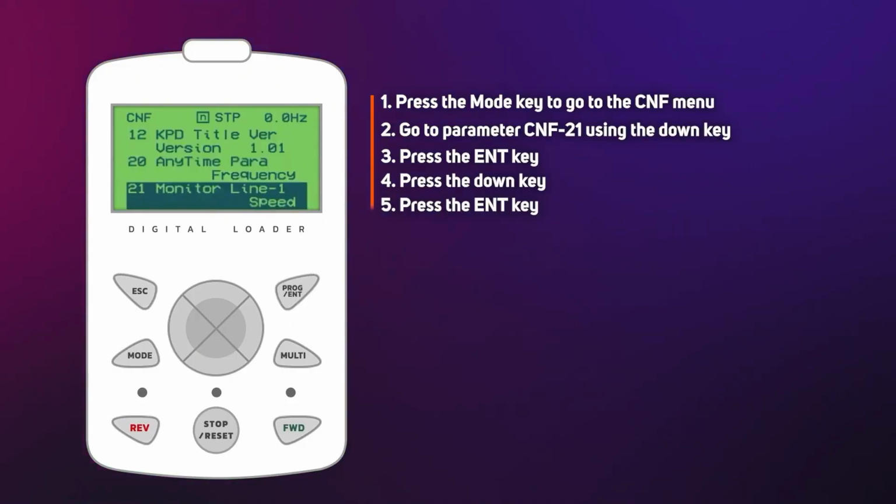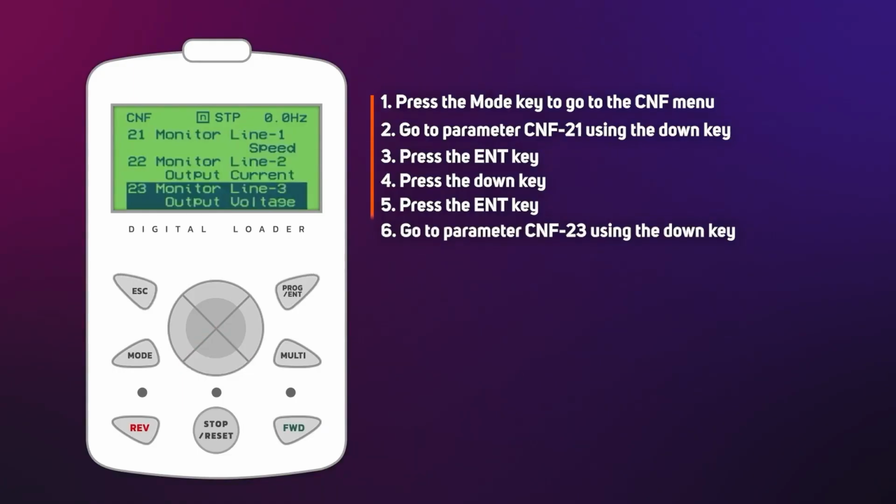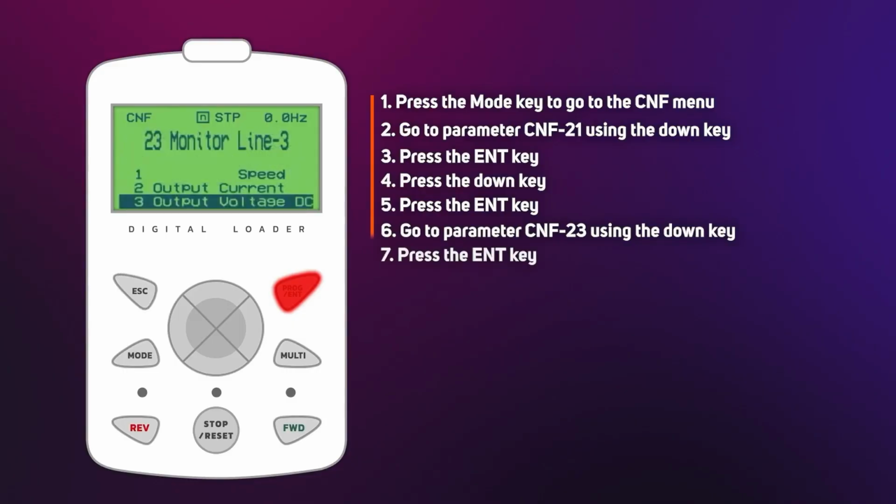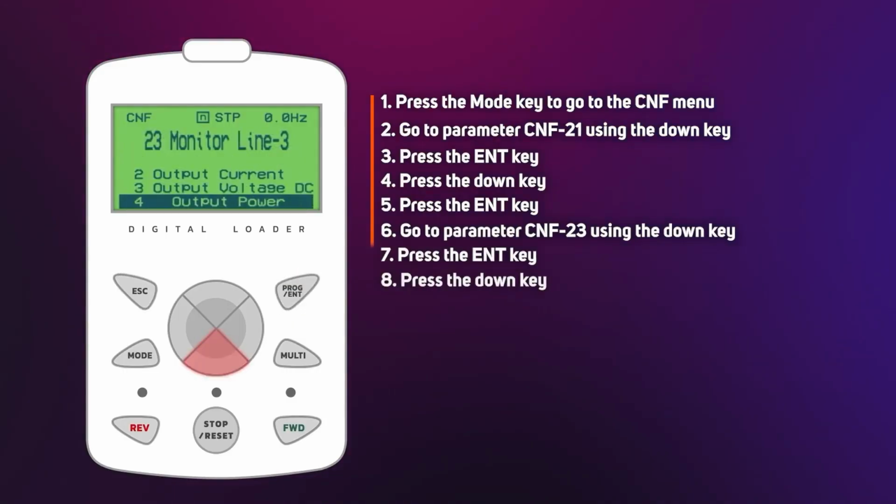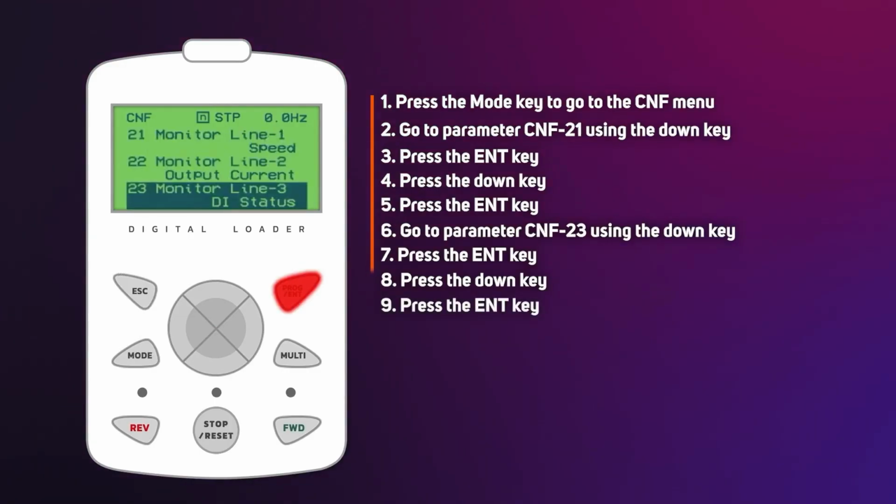Next, for line 3, we use the down button to go to parameter CNF23 and press the enter button again. With the down button, we go to the digital input status option, and to confirm this value, we press enter again.